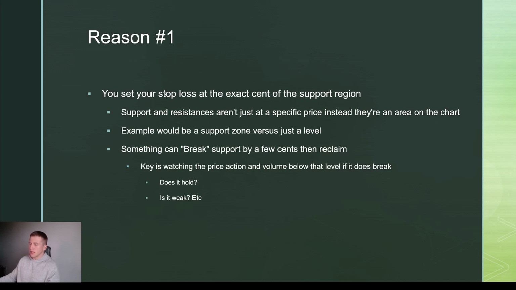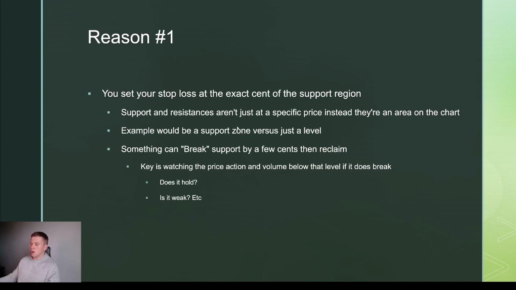So again, like I just stated, support and resistances aren't at a specific price. Instead, they're an area on the chart. So for Apple, it may be from 165 to 164.80. Just because it breaks below 165 by a cent does not mean the support is broken. You will very rarely see a stock hold a support to the exact cent. And in fact, I'd almost say with certainty it will not hold it to the exact cent. Obviously, there are exceptions. There are a few times that it will happen, but more times than not, it will not be to that exact cent.